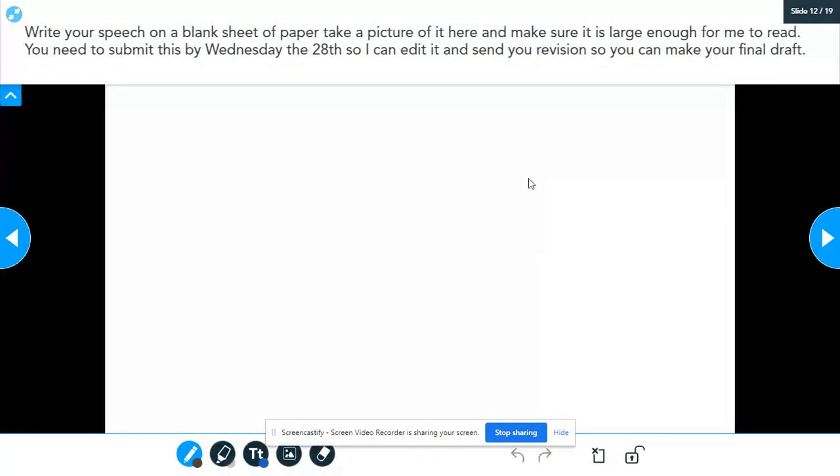All right, so right here, friends, you're going to take a blank sheet of paper. You're going to write out your speech, and then you're going to send it back. Take a picture, make sure it's big enough that I can read it by Wednesday the 28th, because me and Miss Pullum are going to read them all and edit them, make sure you've spelled everything. Whenever you write, you always want to have a first write and then look over it, have a friend look over it. In this case, your teacher look over it and make sure that you've got everything the best it can be. So this is where you would write your speech on a blank sheet of paper and take a picture of it.